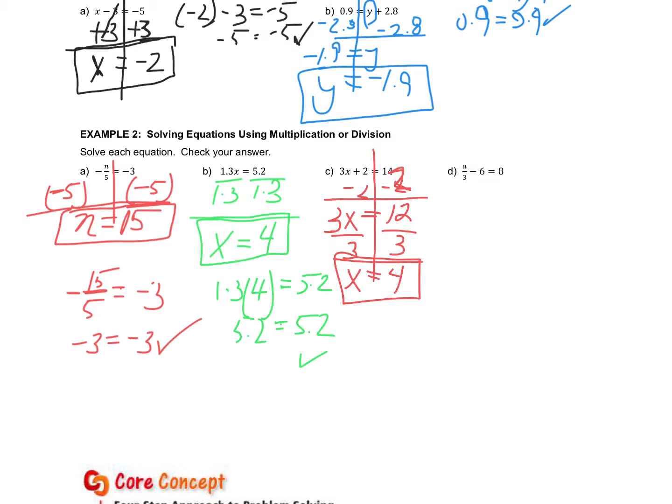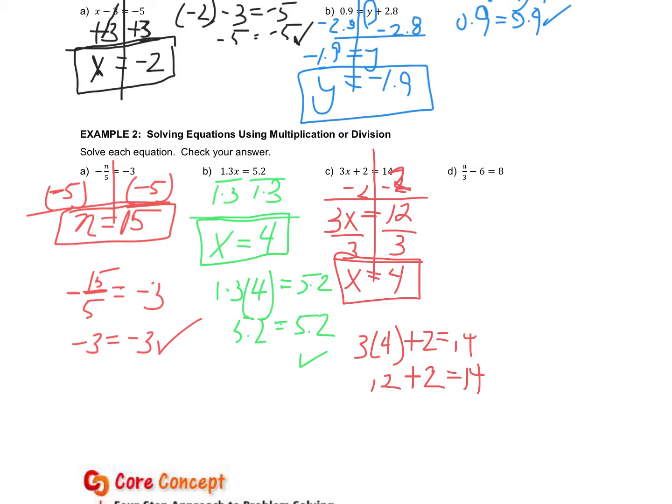Now again, to verify, I would say 3 times 4, so I'm replacing the x. Does that give me the 14? Well, now I would do my regular order of operations, because when I have all numbers and operations, I use regular order of operations. So this time I will do my multiplication first to get 12 plus 2.